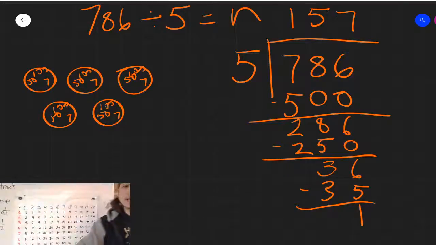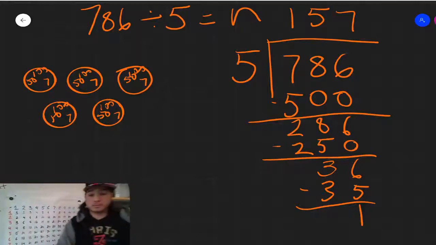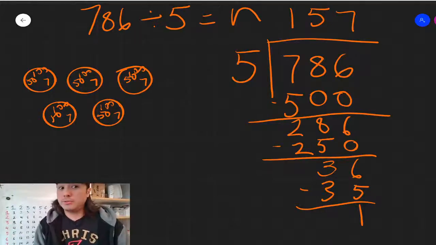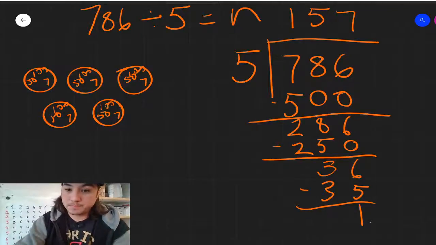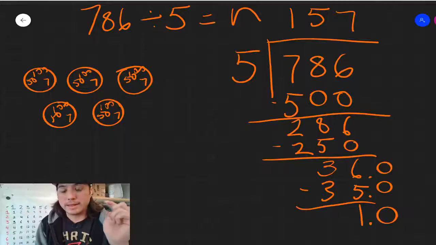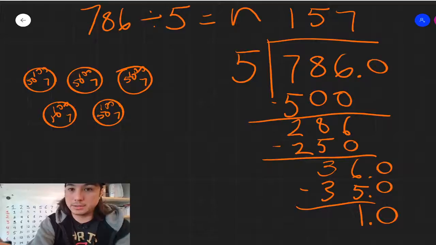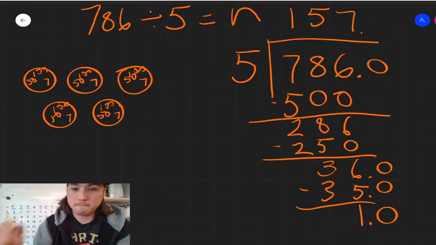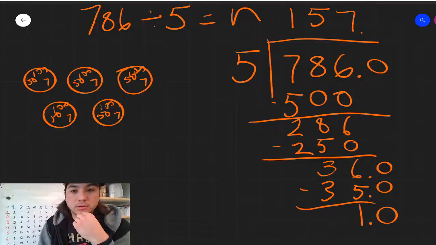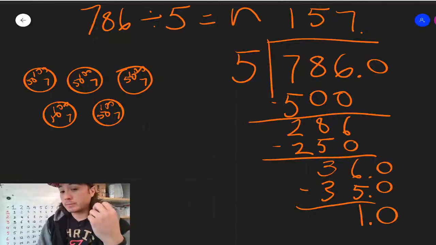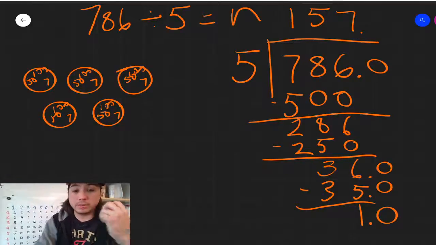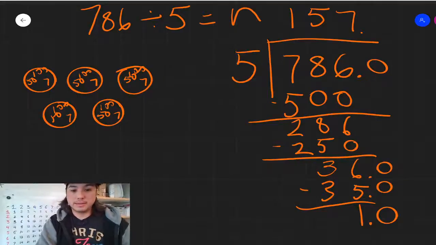Okay, now I've got 1 left. What am I going to do with this? I'm going to convert it into tenths. If it helps you, add a decimal point here and put a 0 here, so you remember that we're adding that 0 to convert it to 10 tenths. Okay, and we'll have a decimal point in our answer as well. So if you get past the ones place and you've still got value left, add a decimal point, tack a 0 onto the end, and what you've done is you've converted it into 10 tenths.